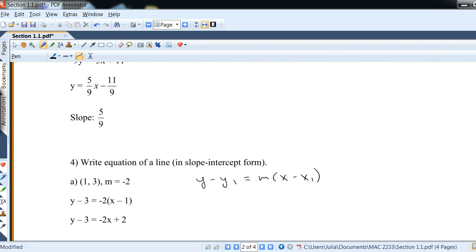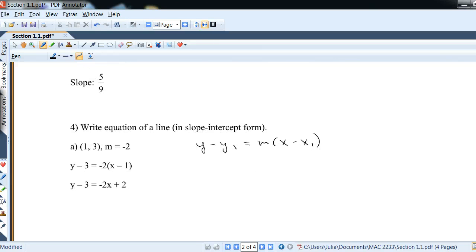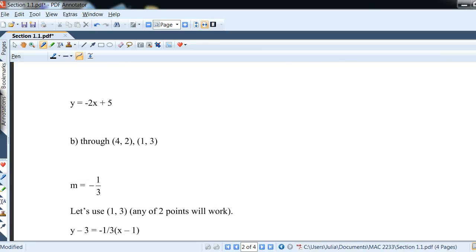Notice how I am solving it here. So you can distribute negative 2, and on the next page, you can also add 3, I believe. So we'll get y equals negative 2x plus 5. Okay?